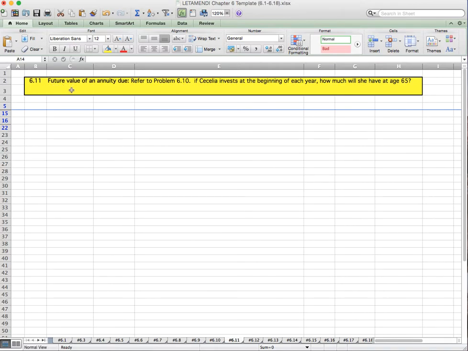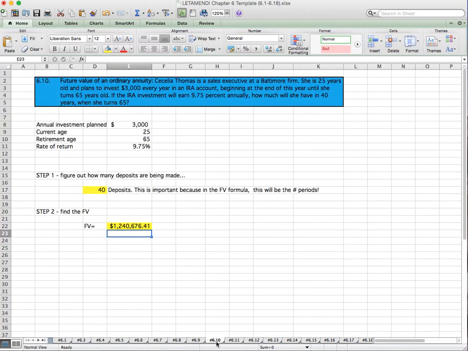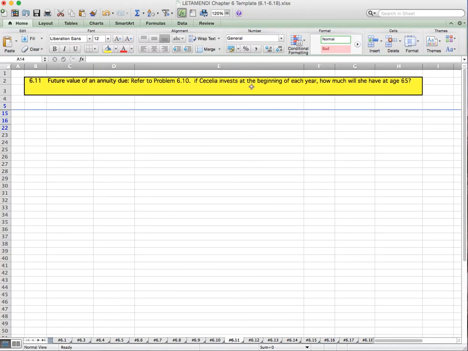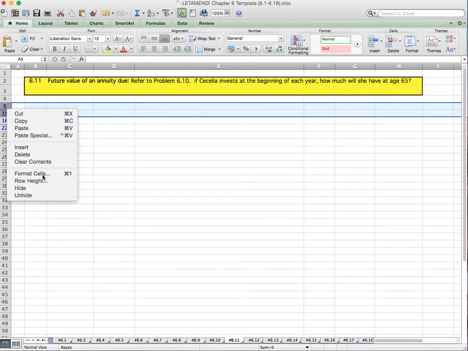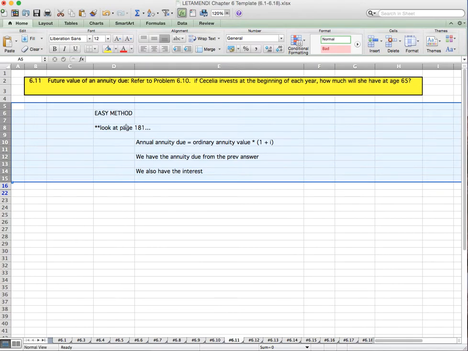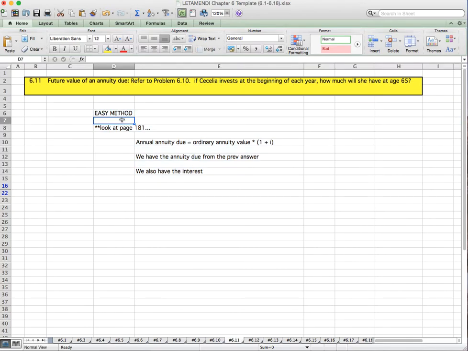And now we have what we need to solve for problem 6.11. This one is talking to us about an annuity due, which is not the same thing as an ordinary annuity. So refer to problem 6.10. If Cecilia invests at the beginning of each year, how much will she save at age 65? All right, so here's an easy method. You can complicate yourself all you want with Excel, but I like shortcuts. I'm pretty sure you like shortcuts too.